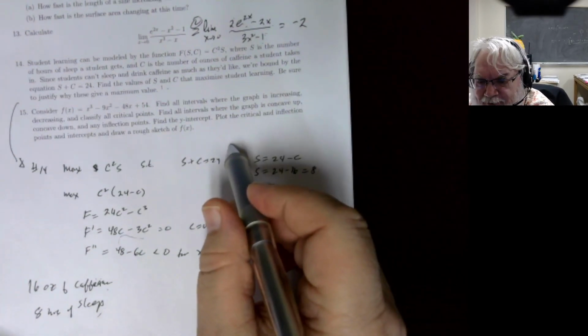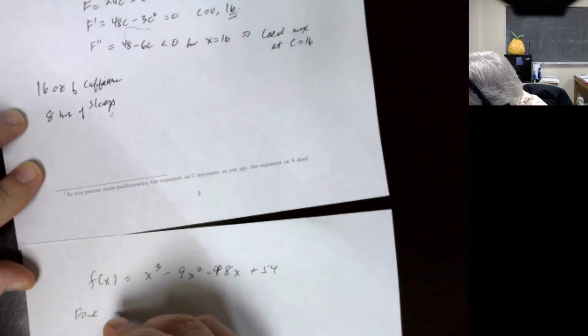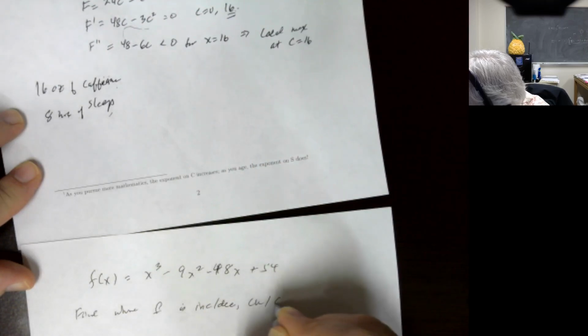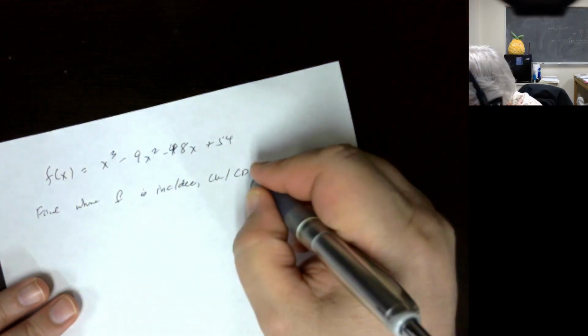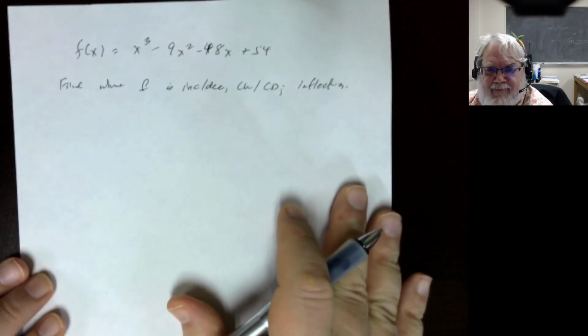We'll take a look at this last problem real quick. I don't know if we need to spend a lot of time on it, but I just wanted to set things up for you so you can see the technique that we're using to solve that one. So here's the function, with 48x plus 54, and we want to find where f is increasing, decreasing, concave up, concave down. We're not going to sketch a graph of it. Also inflection points.